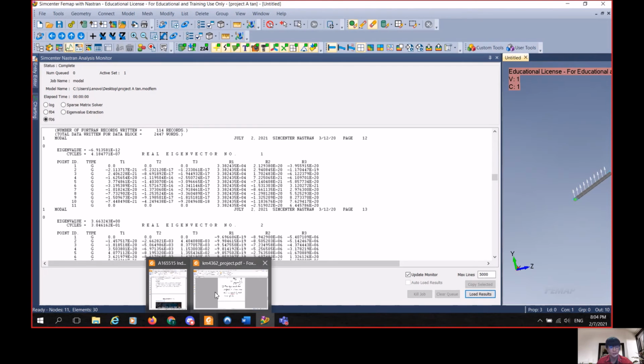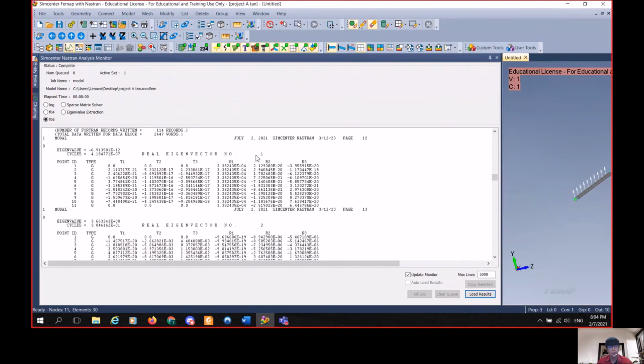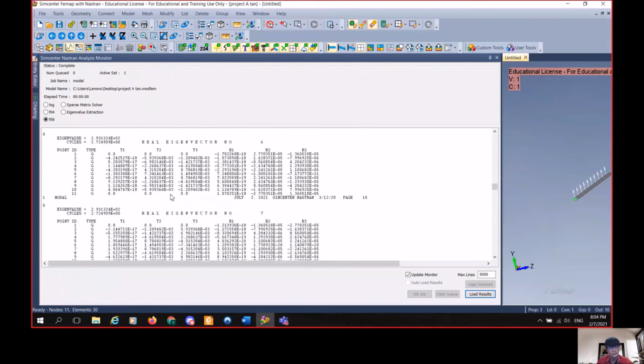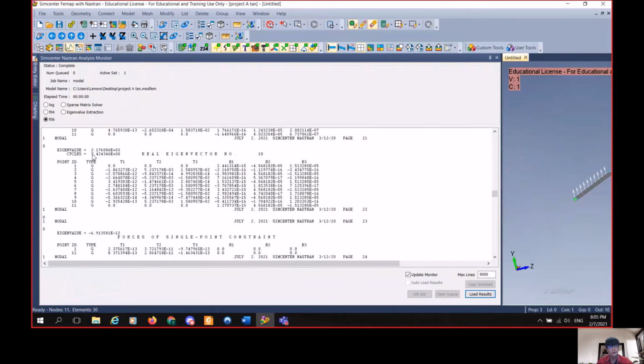So it fulfills the objective of this project, which is that the deflection of the pipe must be lower than 10 millimeters. As you can see, for mode 1 the displacement is very low, and for mode 2, mode 3, mode 4, up to modes 8, 9, and 10, all these 10 modes show a very low displacement that we can treat as negligible.